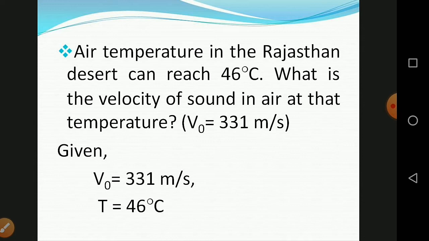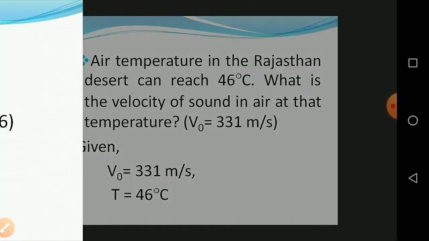And then answer briefly question number 3. Air temperature in the Rajasthan desert can reach 46 degrees Celsius. What is the velocity of sound in air at that temperature? We give the V0 value. V0 is equal to 331 meter per second. They have given the velocity at 0 degrees Celsius, and then the temperature. T is equal to 46 degrees Celsius.